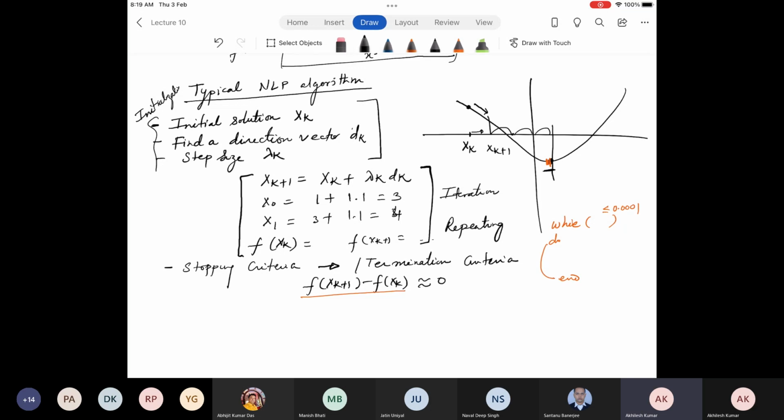So ideally, if you look at any algorithm, there are other criteria also, like delta f(xk), the differential function, equals 0. Exactly, we will not get 0 because we are trying to get close to 0. When I say close to 0, we put numbers like 0.001 or e to the power minus 10, something like that.